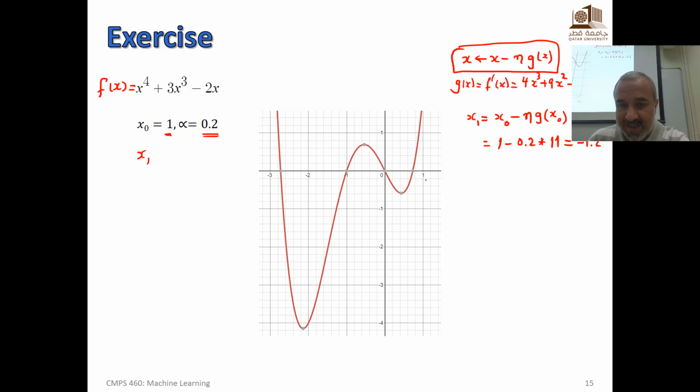We started with x equals 1, which is here, right? What is f of 1? What is the value of the function when x is 1? 1 plus 3 minus 2, which is 2. So it is somewhere probably here. So that's the value of the function when x was 1. Now the new x will be minus 1.2. Where is 1 minus 1.2? I think this is here, right? What is the value of the function here?